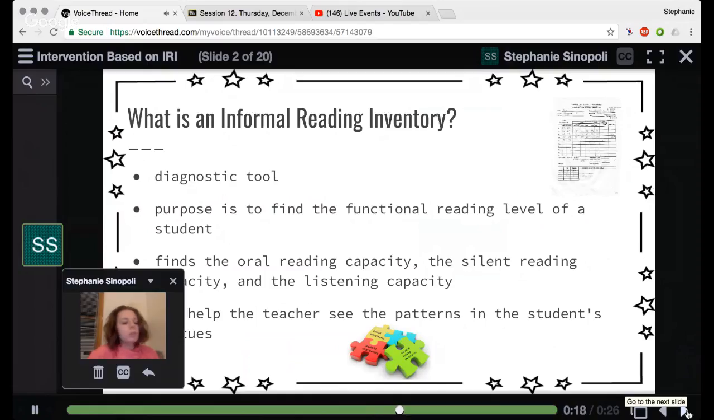What is an informal reading inventory? An informal reading inventory is a diagnostic tool, and its purpose is to find the functional reading level of a student. It finds the oral reading capacity, the silent reading capacity, and the listening capacity of the student. It can also help the teacher see the patterns in the student's miscues and help them create instruction based on these miscues.